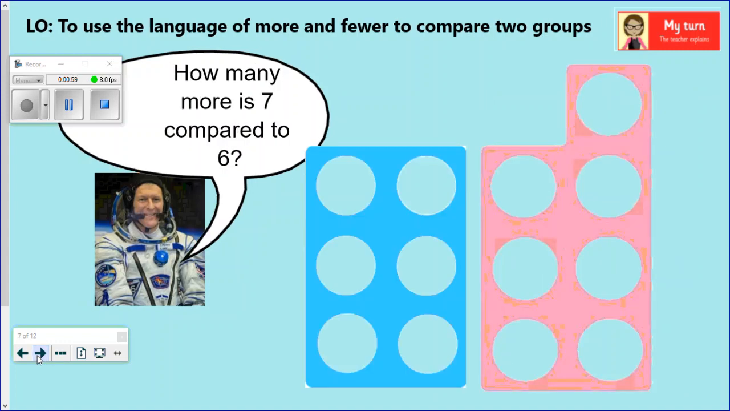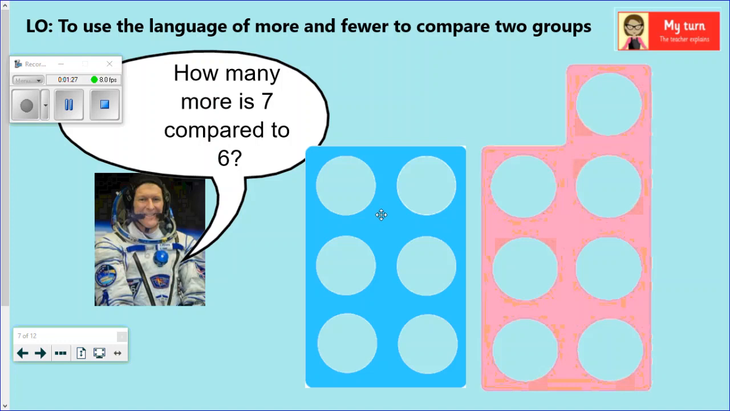Here's another question for us. Now why don't you pause the video and get your Numicon shapes at home, and you can have a go at this with me. It says, how many more is 7 compared to 6? So we've got our 2 groups, the 7 and the 6. Why don't you pause the video and see if you can find the number 7 and the number 6 in your Numicon pack. When you're ready, press play again and we'll do it together.